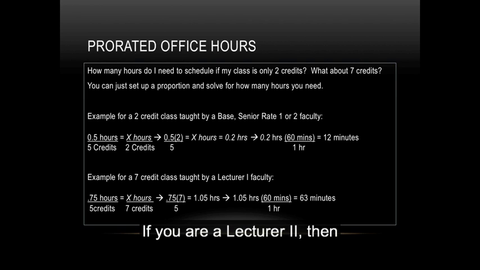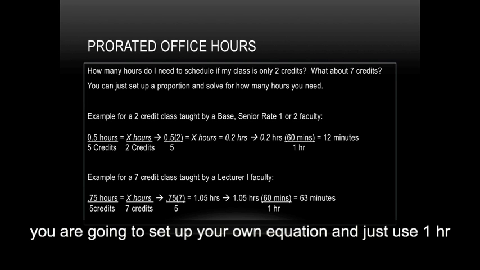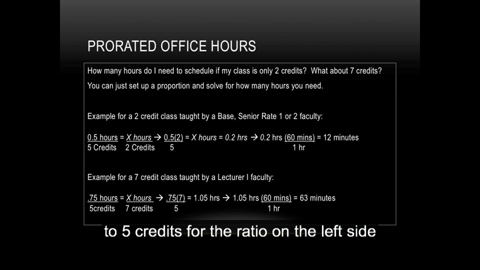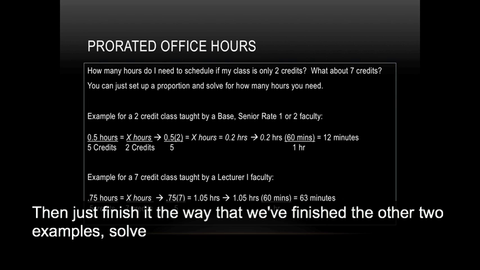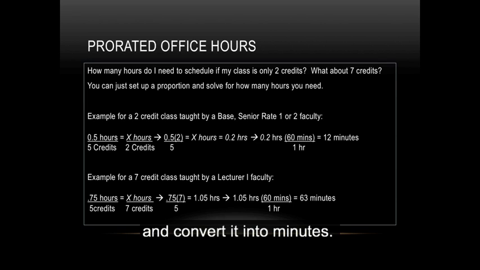If you're a Lecturer 2, then you're going to set up your own equation and just use 1 hour to 5 credits for the ratio on the left side and set up the X over the size of your class on the right. Then just finish it the way that we've finished these other two examples. Solve and convert it into minutes.